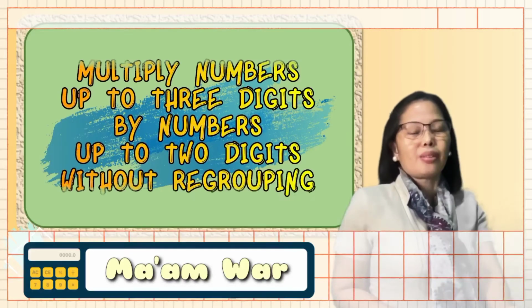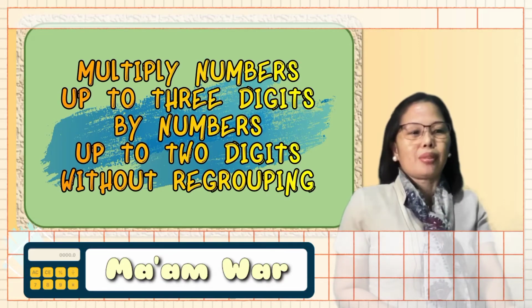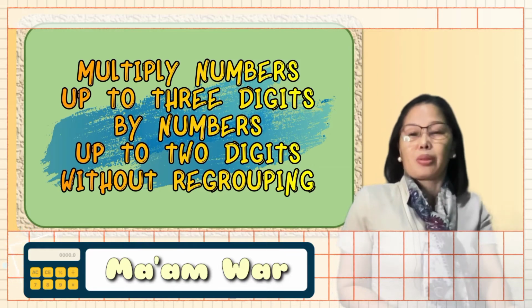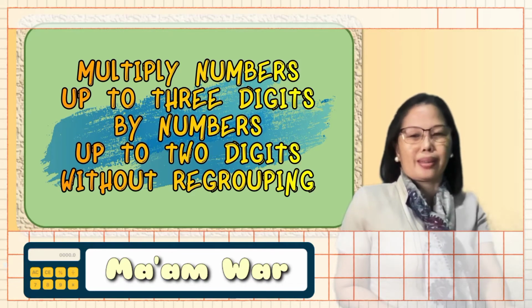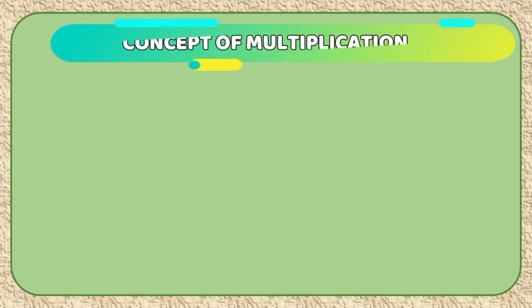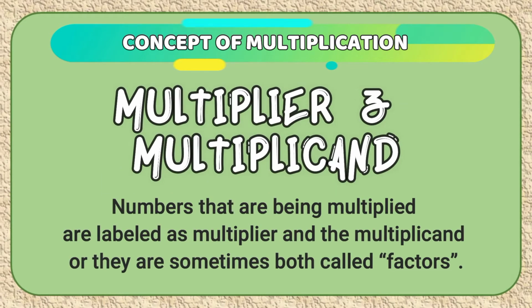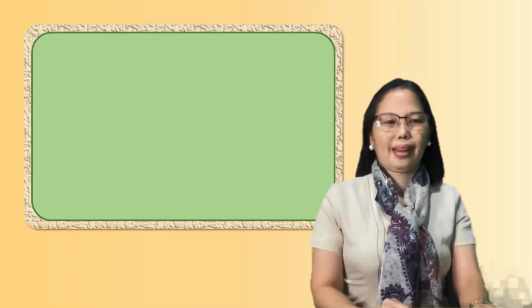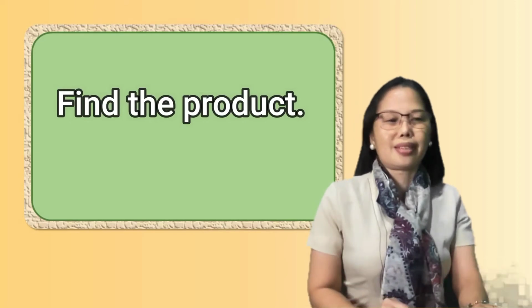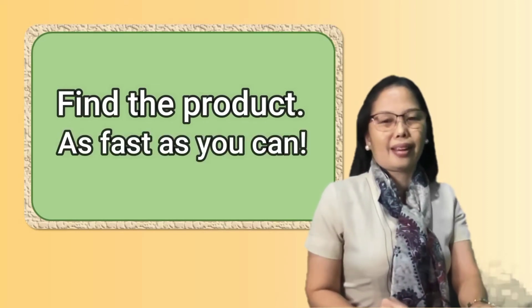Today, we will learn how to multiply numbers up to 3 digits by numbers up to 2 digits without regrouping. Let us first understand the concept of multiplication. The answer in multiplication is called product. Numbers that are being multiplied are labeled as multiplier and the multiplicand, or they are sometimes both called factors. Now, let us find the product of these numbers as fast as you can.